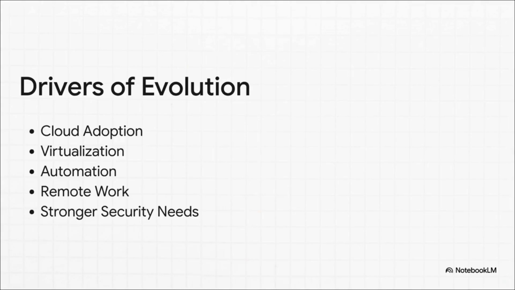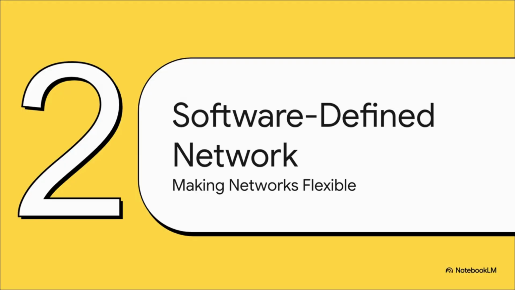And the things driving this evolution, they're huge. We're talking about the massive shift to the cloud, virtualization being everywhere, the desperate need for automation, and of course, the big one, almost everyone working remotely. Now, you combine all that with today's really sophisticated security threats, and that old castle and moat idea of security, it's officially broken. It just doesn't work anymore. Networks today have to be flexible, they have to be intelligent, and they have to be secure from the inside out. Which, naturally, brings us to our first big solution, software-defined networking, or SDN for short.